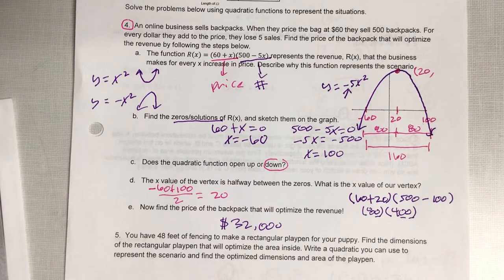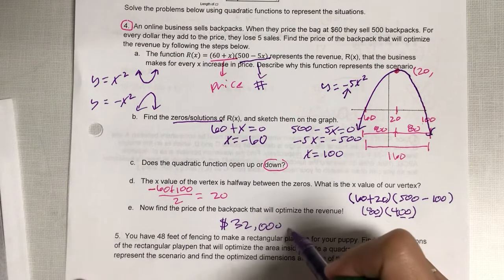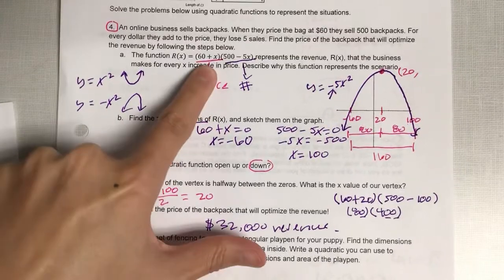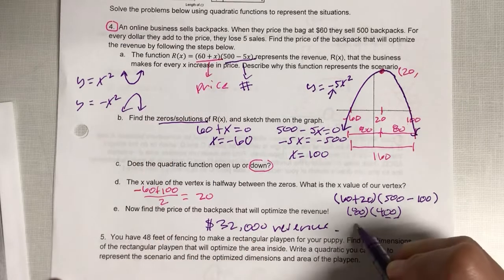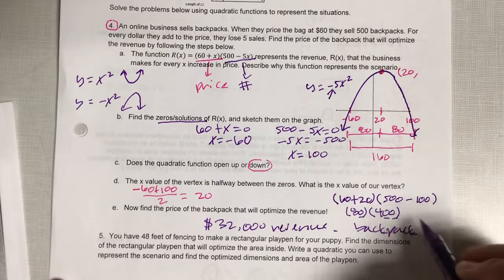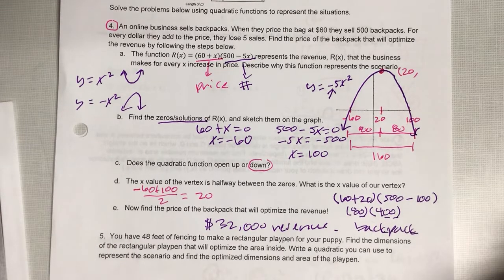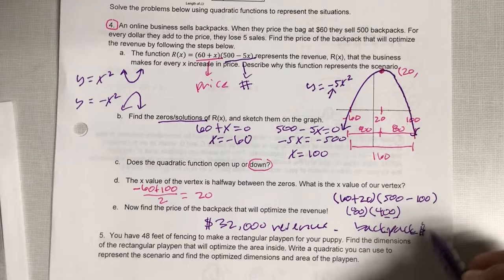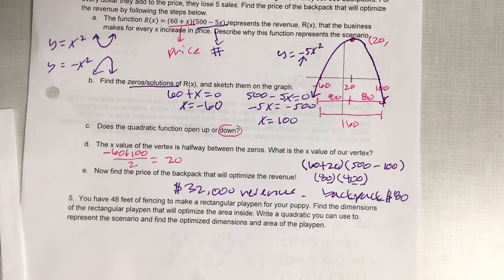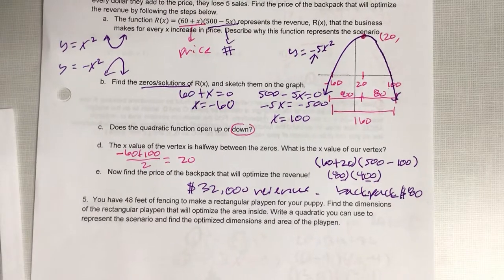And then it says, now find the price of the backpack. Now this is a revenue. This is how much you're going to make. And we said the price of the backpack was 60 plus X. So backpack is going to cost how much? 80 bucks? Is it 80 for the backpack? Yeah. Okay, yeah. Boom. So we're paying 80 bucks per backpack, and the company will make $32,000. Sounds pretty good.